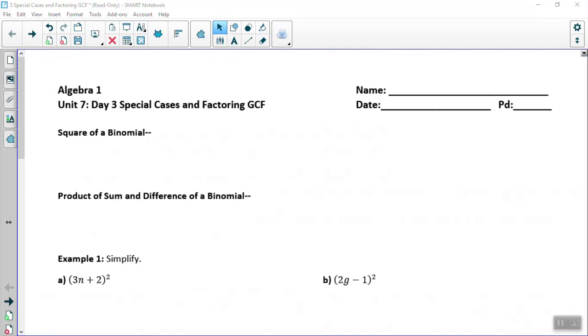Hi everyone, today we're going to talk about special cases and factoring greatest common factors. The special cases part is going to start with continuing our multiplying that we were doing last class. And then we're going to start into our factoring part of this unit.